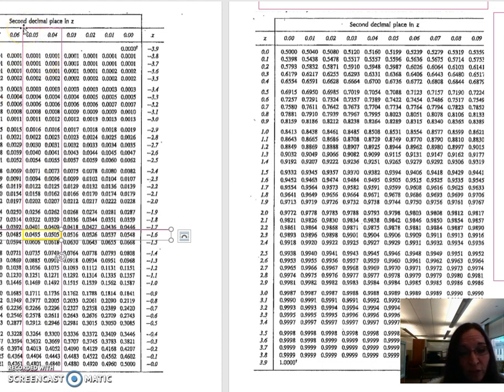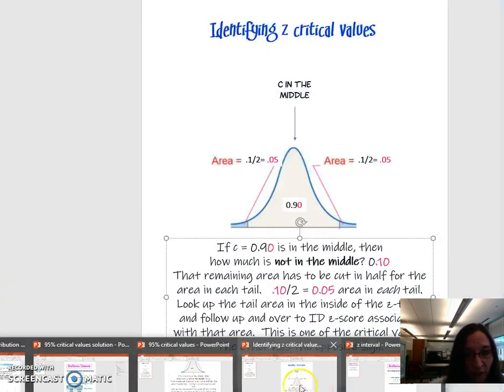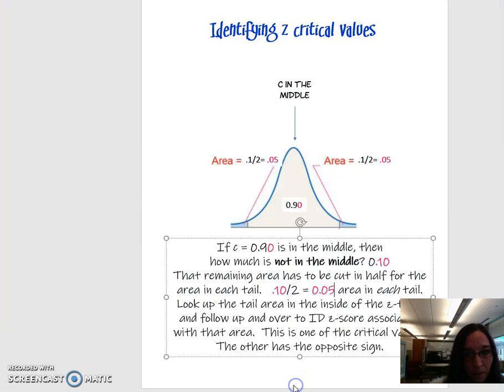So if we were to average those two z-scores, negative 1.64 and negative 1.65, then we would get a critical value of negative 1.645. And if our left critical value is negative 1.645, then our right critical value has to have the opposite sign but the same number. And so it is positive 1.645.